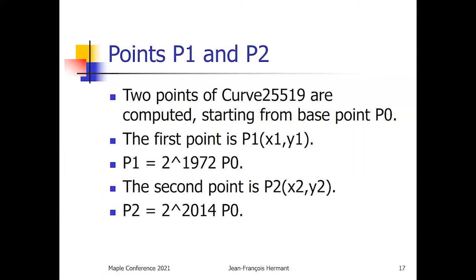Two points of this curve are now computed, starting from this base point, point 0. The first point is P1 with coordinates x1 and y1. P1 is equal to 2 to the power 1972 P0. The second point is P2 with coordinates x2 and y2, and P2 is equal to 2 to the power 2014 P0.